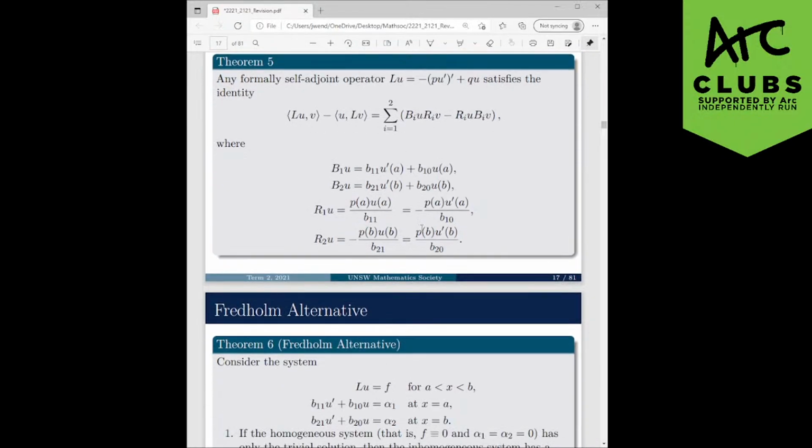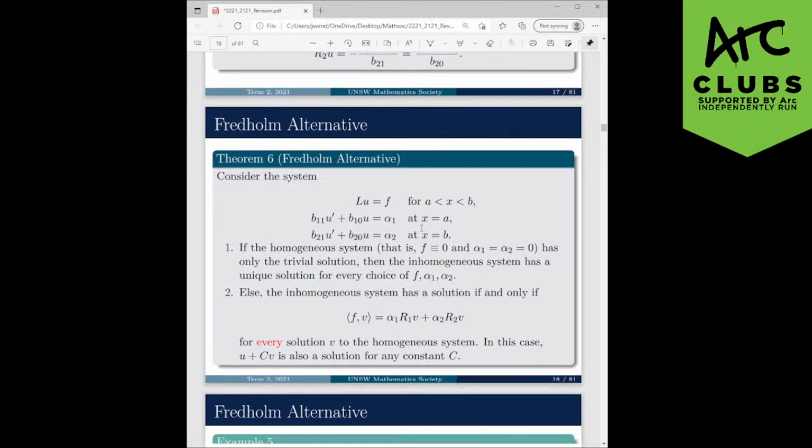But we go even further. What we can do with the R1 and the R2u is this theorem over here, the Fredholm alternative. So these things over here, again, the usual setup. You have your second order linear differential operator, Lu equaling to f.